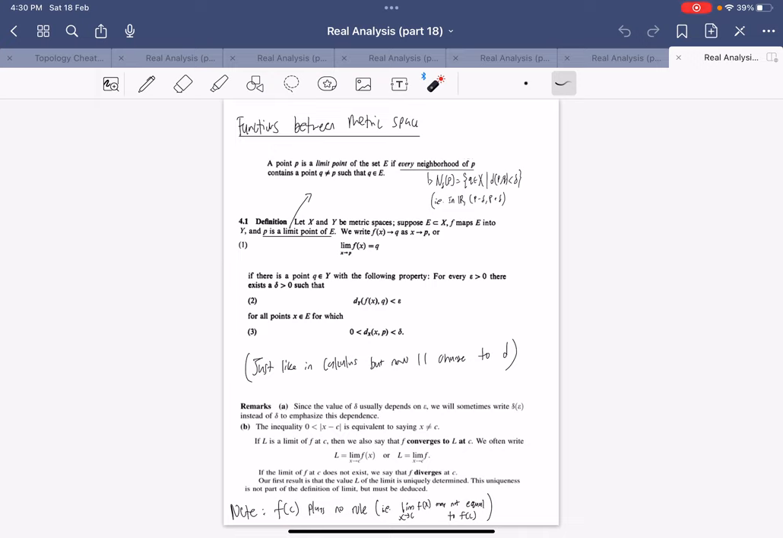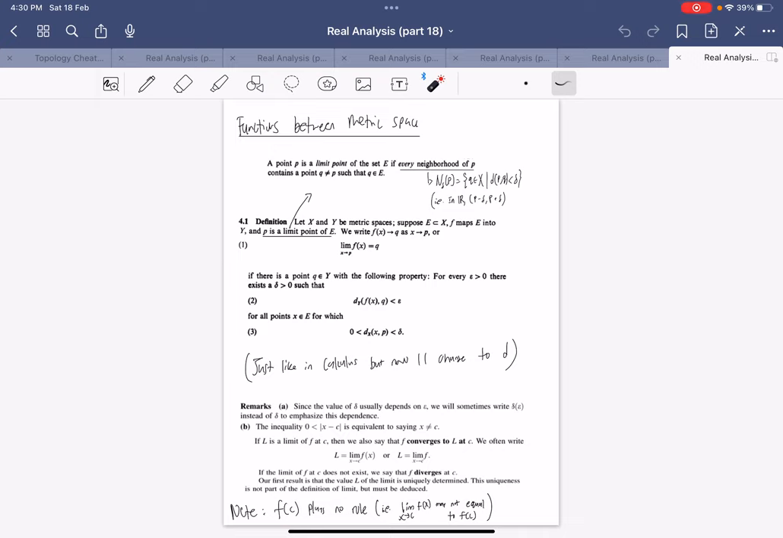So it means that you have a sequence p1, p2, all the way, and this sequence approaches the value p. Then you take the image of every point and check whether this sequence converges down to the value q. If it does, and it occurs for every sequence p_n, then we say that the limit of f(x) as x approaches p is q.